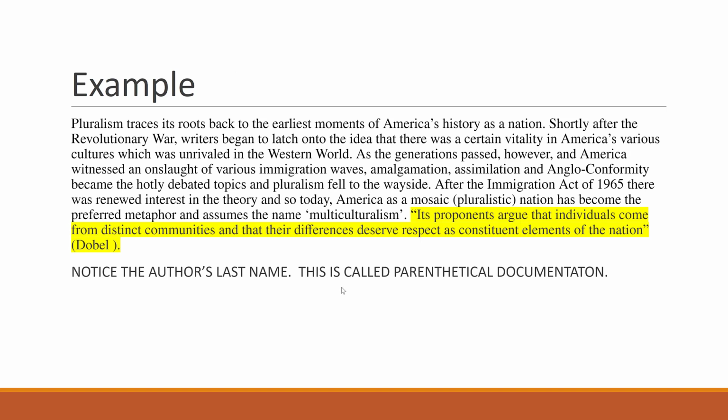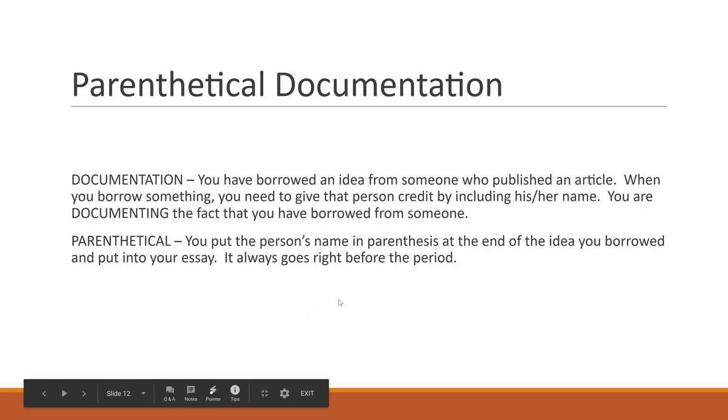Here's an example from a young lady in English 101 from several years ago. This wasn't a larger essay, but she created this paragraph that you're looking at, and the yellow sentence is something that she borrowed. She borrowed a sentence from somebody named Doble because she has put the author's last name at the end here, inside parentheses, to give that person credit. That's called parenthetical documentation. So let's discuss what that actually means.